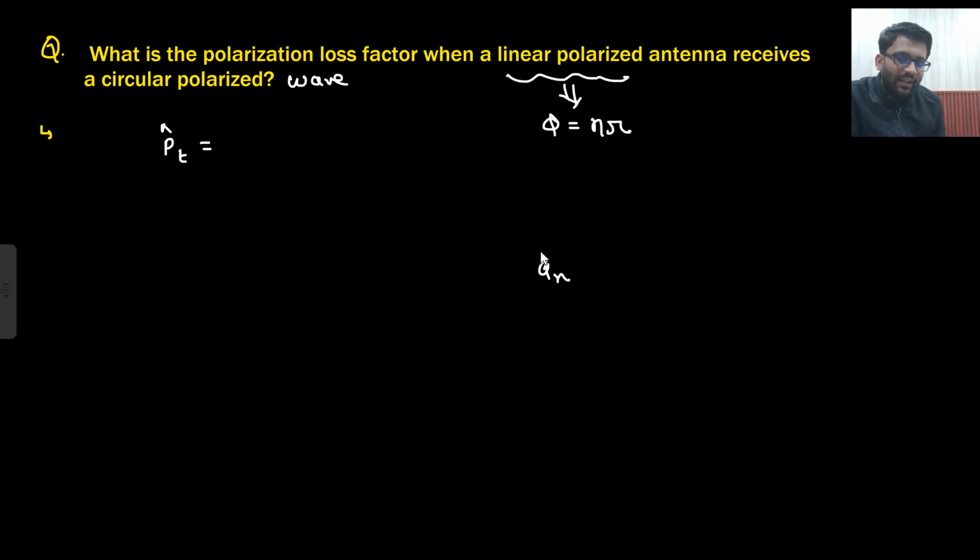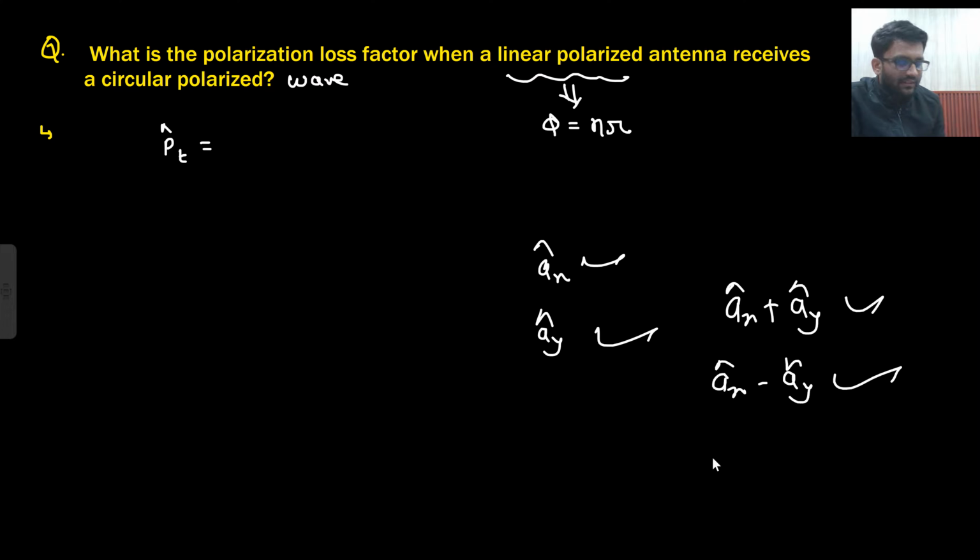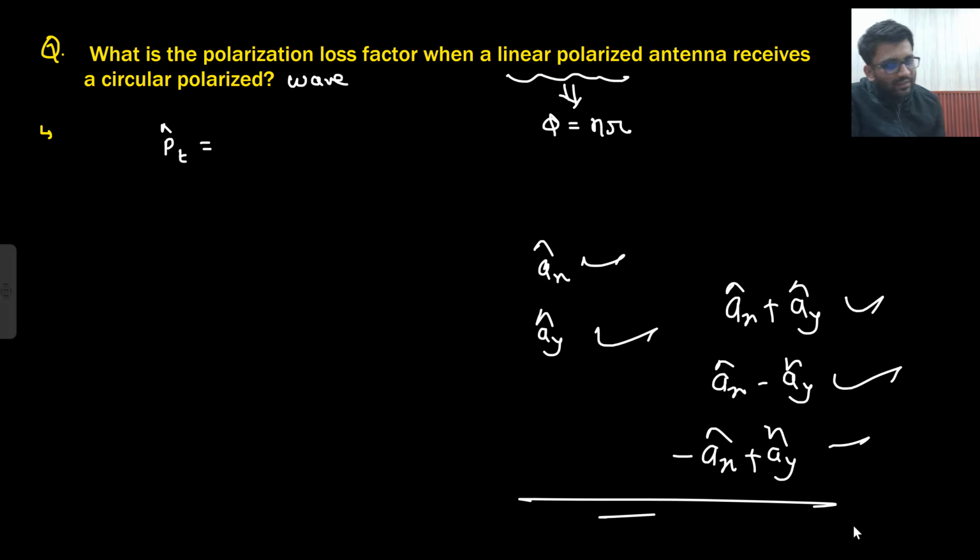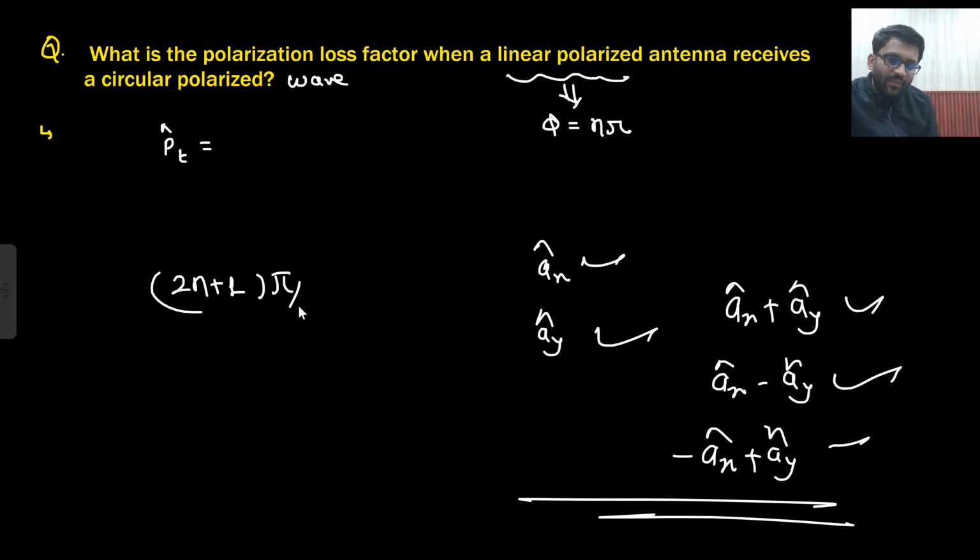Let's say AX cap. Is this linearly polarized? Yes. AY cap? Yes. AX cap plus AY cap? Yes. AX cap minus AY cap? Yes. Minus AX cap plus AY cap? All these are linearly polarized. And what about circularly polarized? In circular polarization, the phase difference has to be (2n plus 1) pi by 2, plus or minus can also come. That means it should be an odd multiple of pi by 2. It could be pi by 2, 3 pi by 2, 5 pi by 2, 7 pi by 2, in that manner.